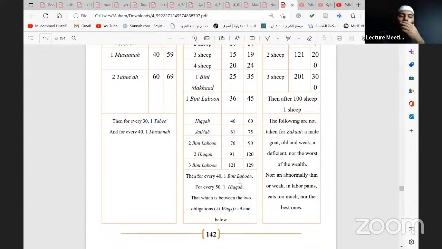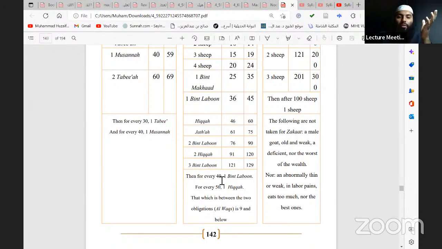So now if I said to you 140, we can't do one hiqqa and two bint laboon, because the leftover would be 10. Now we have to work out what's 140. We will do two hiqqa and one bint laboon. Two hiqqa would be 50 and 50, 100, plus the 40, 140. So that's fine.